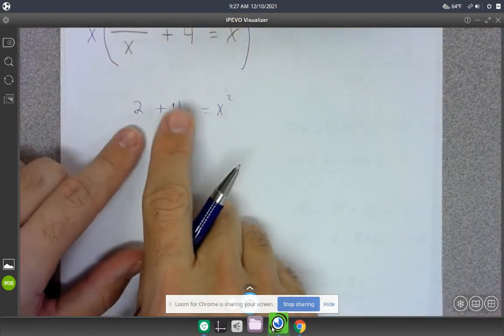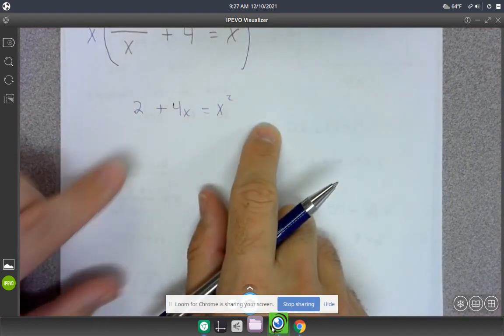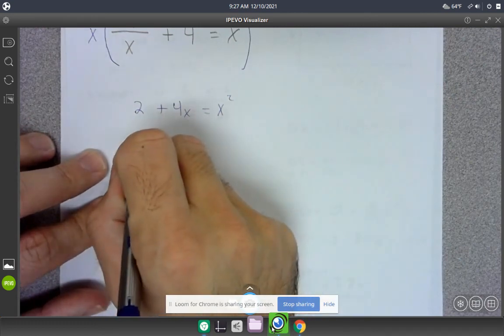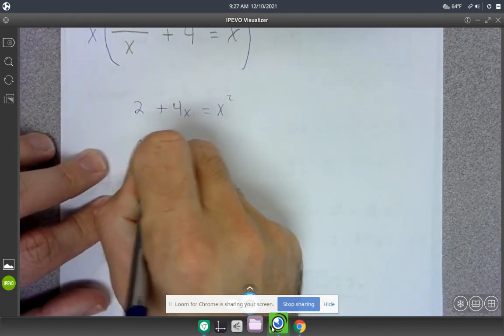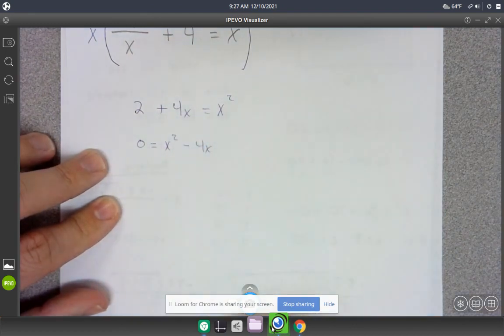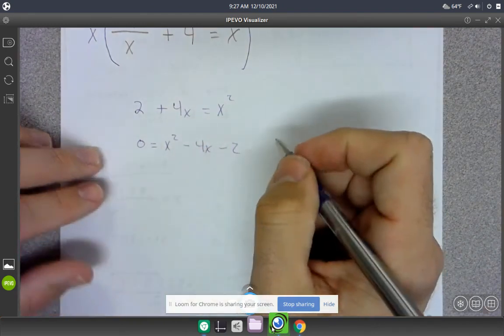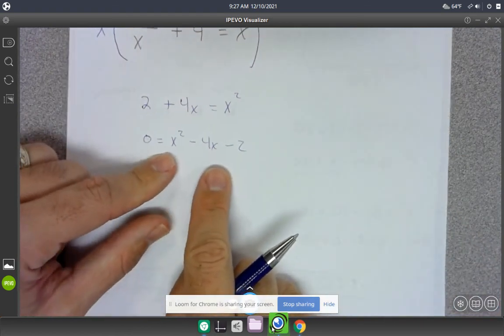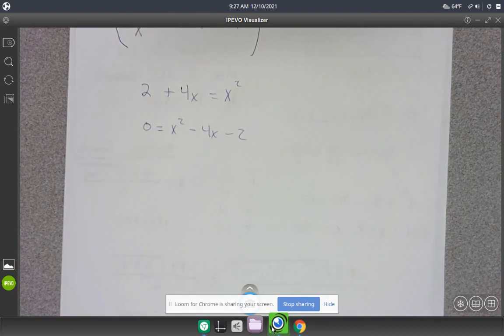So I'm going to move these two terms over to the right-hand side. So subtract 2 and subtract 4x. That's going to give me 0 equals x squared minus 4x minus 2. All right. So this is going to be my quadratic equation that I have to solve.